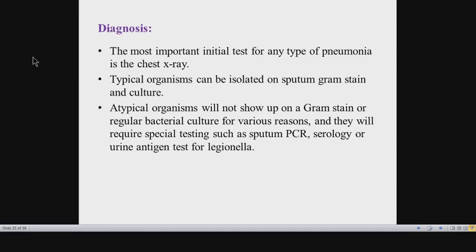And this consolidation can be either confined to one lobe or it can be involving more than one lobe. When it's involving one lobe, it would be called lobar pneumonia. So if you have a patient with pneumonia in which the chest X-ray is showing consolidation, which is confined to a single lobe, to one lobe, this will be considered as lobar pneumonia. So typical organisms will give you the typical radiological feature of pneumonia, which is consolidation.